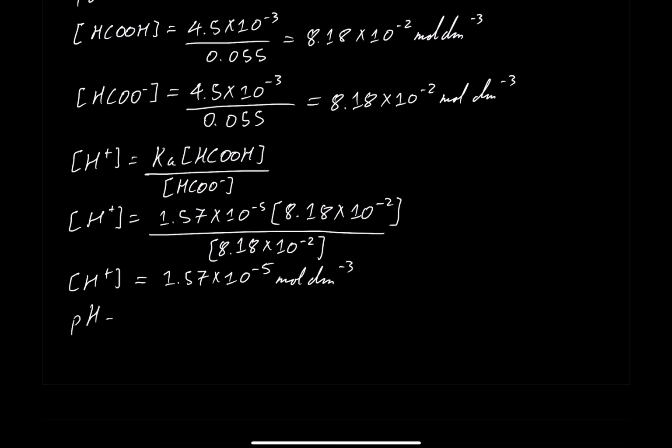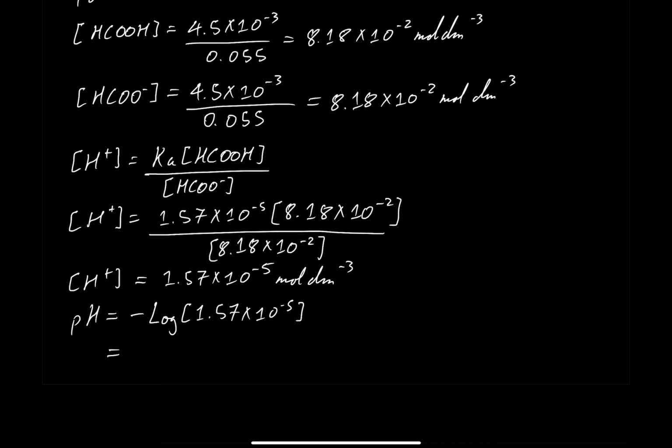Therefore, the pH, remember, is equal to minus log base 10, or you can use the capital L here to represent that. On your calculator, it should be a base 10. That's what we're using, base 10 of 1.57 times 10 to the power minus 5. And now pH is minus log base 10 of 1.57 times 10 to the power minus 5, which is 4.8.